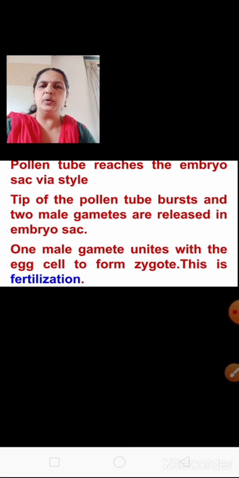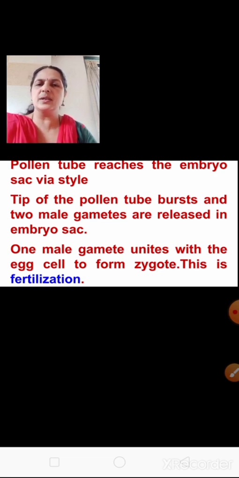The tip of the pollen tube bursts and two male gametes are released into the embryo sac. So what happens to that? When it reaches the embryo sac, the pollen tube bursts open and the two male gametes are released into the embryo sac. Out of the two male gametes, one unites with the egg cell to form the zygote.